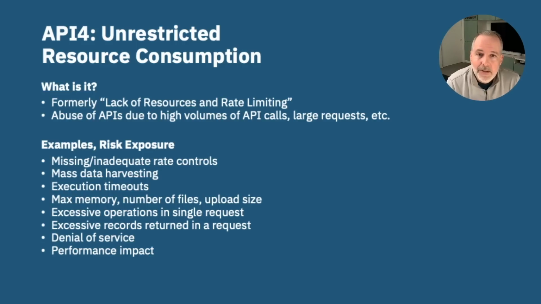Examples are pretty obvious, things like mass data harvesting, not having proper rate controls enforced on our applications, but it could be also things like lack of proper execution timeouts, or not controlling the maximum memory or number of lines returned or the upload file size. These are all examples of how brute forcing can take place on your API. And it can result in things like excessive operations, excessive data being returned, denial of service, degradation of performance of your application. So this is really one of the most important and probably most common examples of an API threat that we see out there.